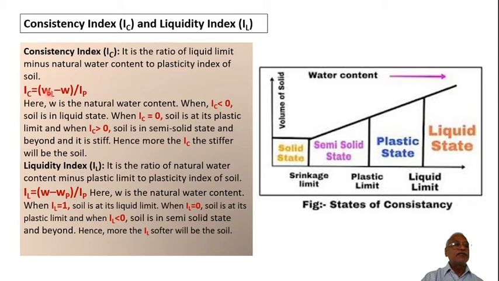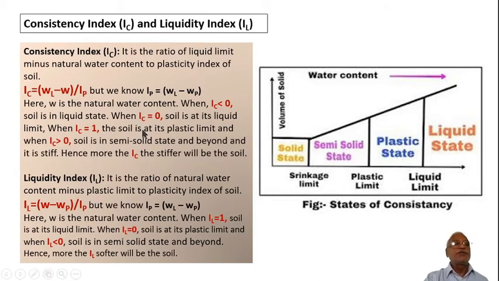Consistency index is WL minus W, liquid limit minus natural water content, divided by IP, the plasticity index. So consistency index is the ratio of liquid limit minus natural water content to plasticity index of the soil. The same thing is put in the form of an expression.